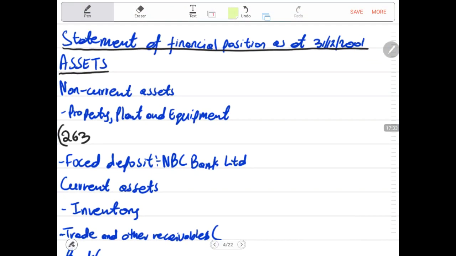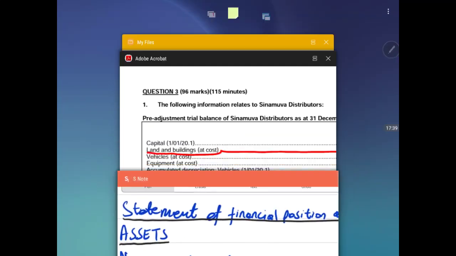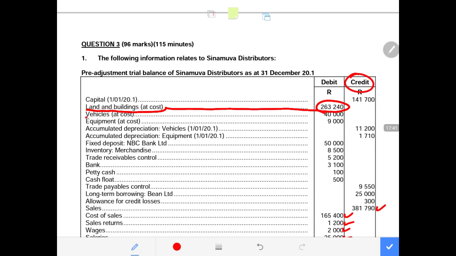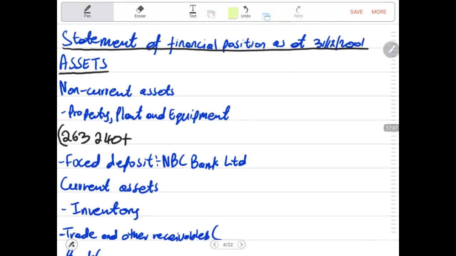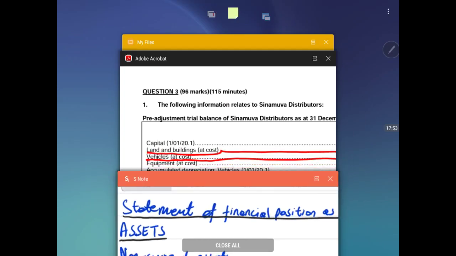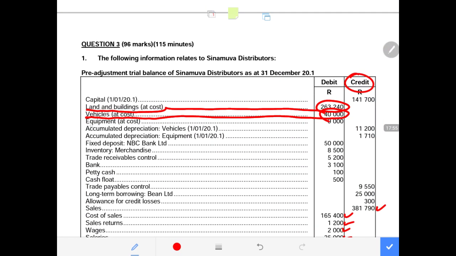263,240. So now this will be 240 plus another asset, which is a motor vehicle. Remember, motor vehicle is part of non-current assets, 40,000 rands. Remember, non-current assets are the assets that can be converted into cash in a period of more than 12 months, meaning assets that can stay in the business for more than 12 months.